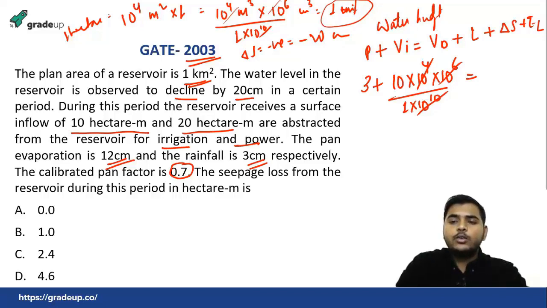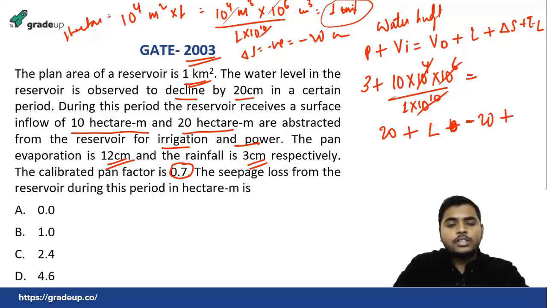It is equal to V outflow, which is 20 hectare meter. So simply we can write 20 plus the loss that we have to calculate, plus delta S. Delta S is given as declining, so it will be minus 20 centimeter. And then evaporation loss. For evaporation loss, it is given that you have to use the pan evaporation value, so 0.7 into 12 centimeter. When you go on solving the problem, you will find the L value, that is the seepage loss, as 4.6.